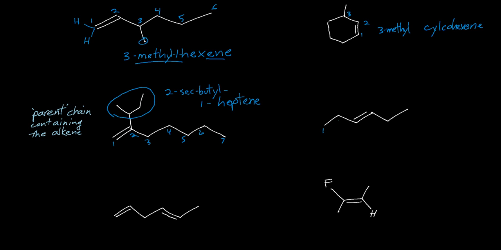How about this one? 1, 2, 3, 4, 5, 6, and then checking, if you numbered it in the other direction, 1, 2, 3, it's the same. So it's the same either direction you go. It's a hexene. It's a 3-hexene. But we have to define the stereochemistry here. Trans, or looks like Z, so it's E. The E/Z is probably preferable.